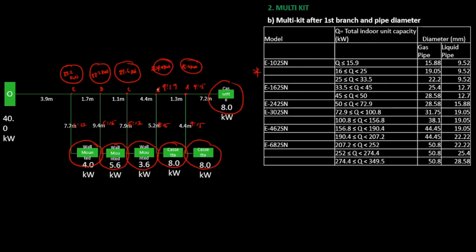At branch B, the total indoor unit capacity is 24.0 kilowatts, and 24.0 kilowatts still falls within this range. So we'll come here and mark it again. That's 9 and 19. So write 9 and 19.